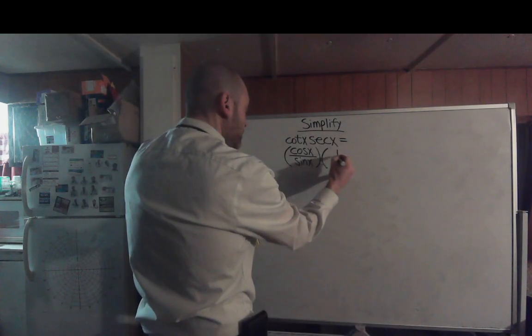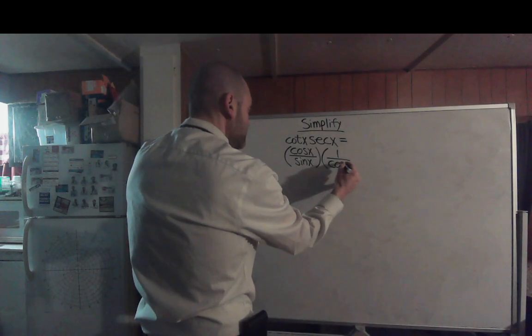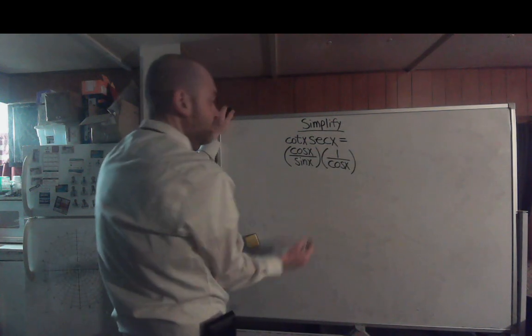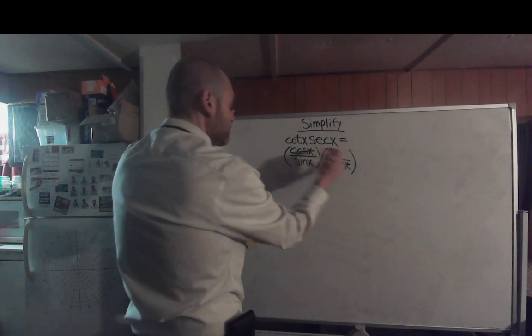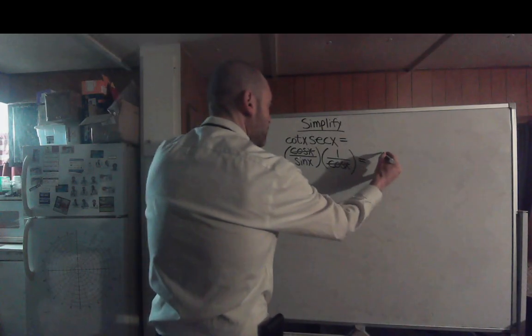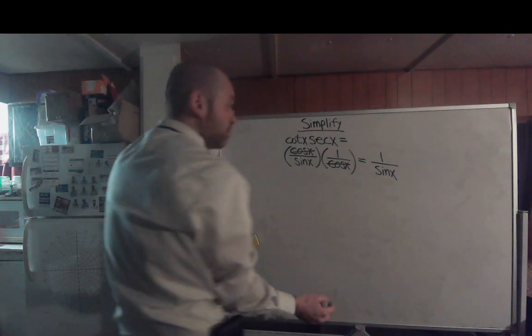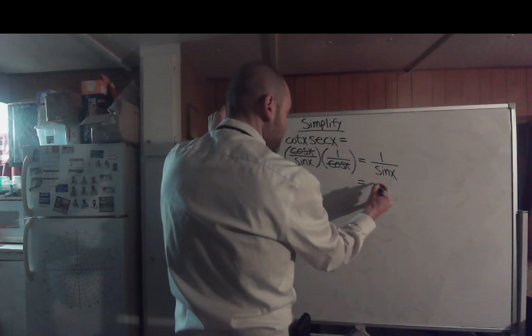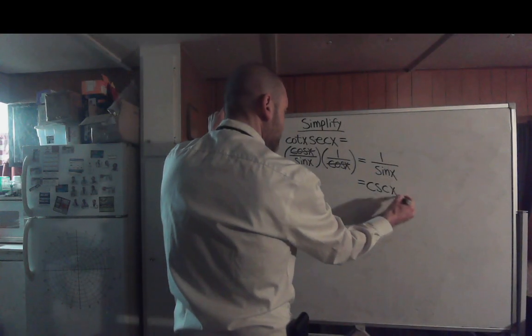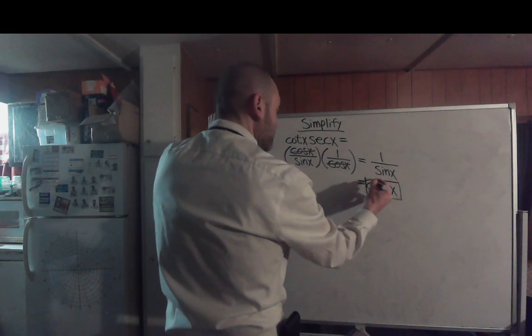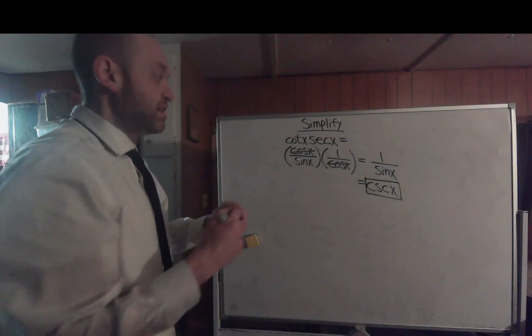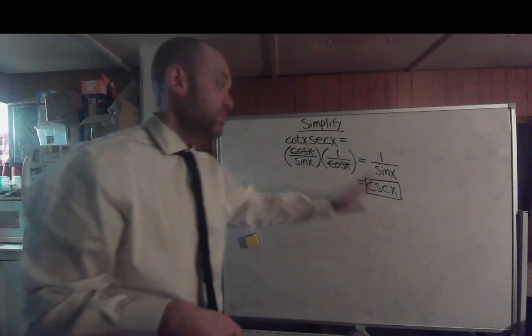Well, that's 1 over cosine of x. Now notice your cosines are going to cancel out, so you'll be left with 1 over sine of x, which we know 1 over sine of x is the cosecant of x. So the cotangent of x times secant of x would simplify into the cosecant of x.